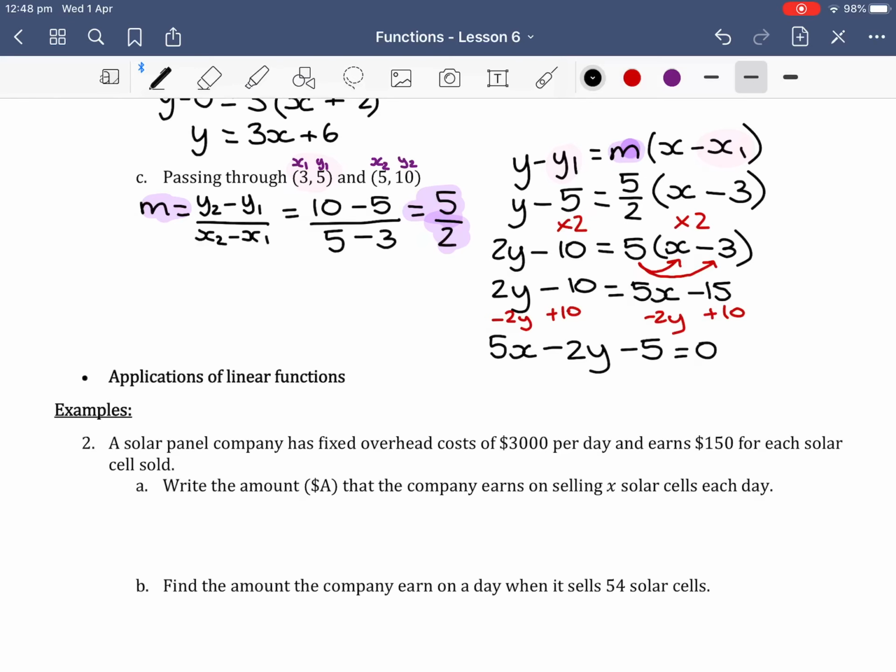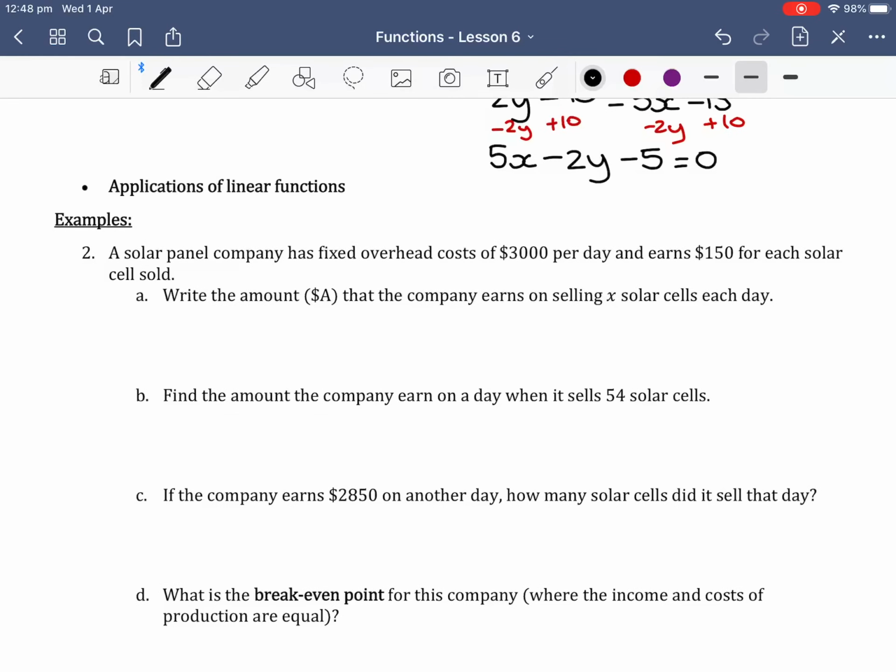Now we're going to move on to applications of linear functions. So we can use what we know about linear functions and apply these to business models and other real life problems. So our example here today says a solar panel company has fixed overhead costs of $3,000 per day and earns $150 for each solar cell sold. Okay, so let's highlight some key information. So it has fixed overhead costs of $3,000 per day and earns $150 for each cell sold.